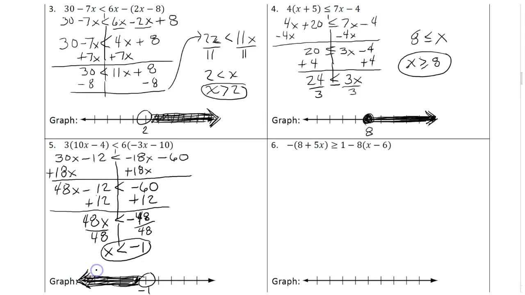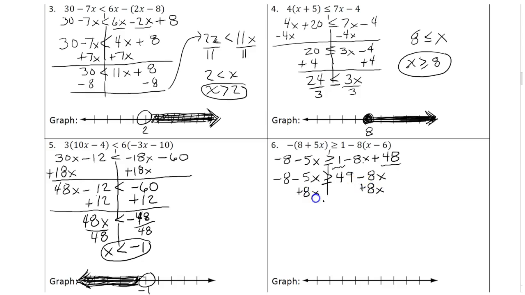Begin with distribution. Negative 8 minus 5x is greater than or equal to 1 minus 8x plus 48. Now combine like terms. Our like terms are 1 and 48. We now have negative 8 minus 5x is greater than or equal to 49 minus 8x. Now add 8x to both sides of the inequality so that we will get a positive 3 as our coefficient of x. This gives us negative 8 plus 3x is greater than or equal to 49.